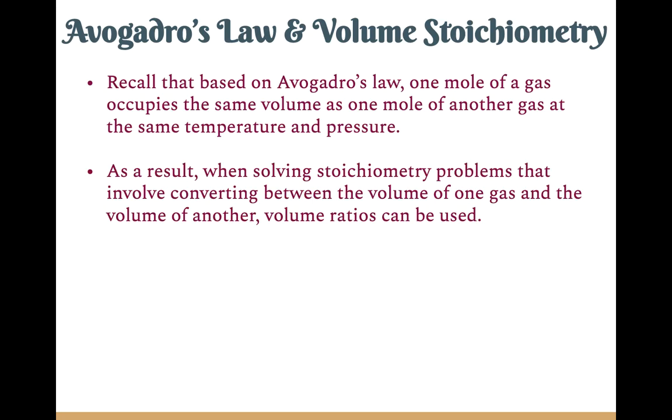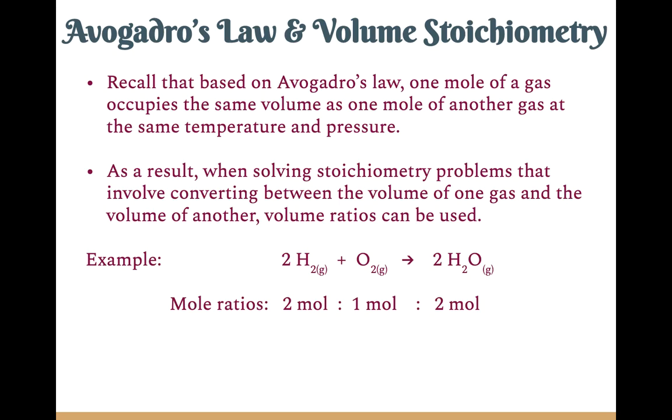So as a result, when you're solving stoichiometry problems that involve converting between the volume of one gas and the volume of another, you can use volume ratios. Here's an example where everything is a gas. You have hydrogen gas reacting with oxygen gas to make water vapor. Because everything's a gas, and we're going to assume we're staying at the same temperature and pressure, we have the mole ratios. So there's 2 moles of hydrogen to 1 mole of oxygen to 2 moles of water. But these can also be volume ratios because they take up the same volume. So 2 volumes of hydrogen gas will react with 1 volume of oxygen gas to make 2 volumes of water.